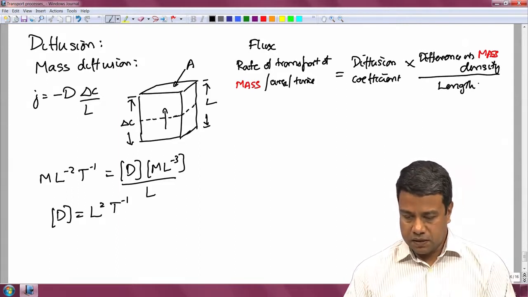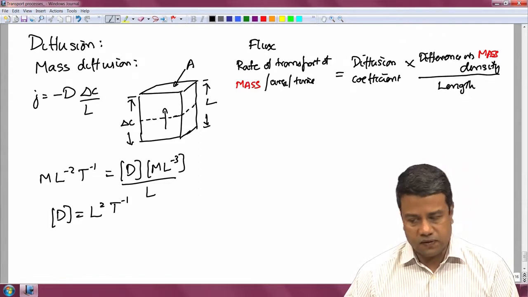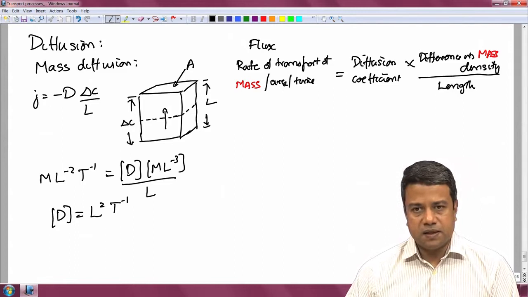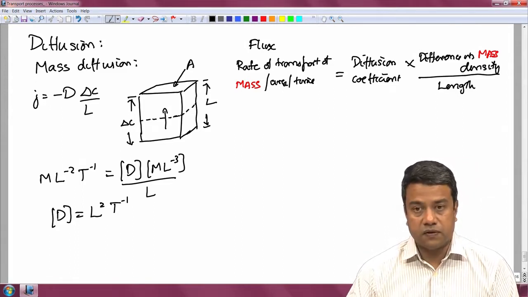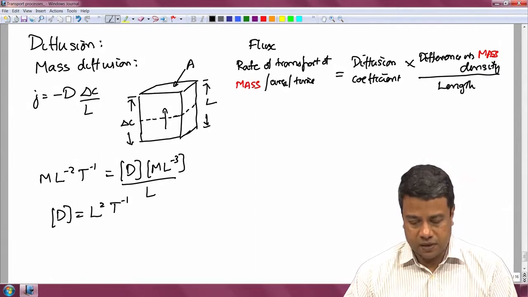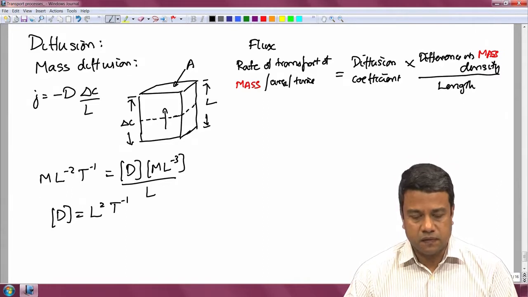So, I have mass per unit area per unit time in the flux, 1 over length square, 1 over time, and mass density is 1 over length cubed, and then there is another length here. Therefore, the diffusion coefficient has dimensions of length square T inverse. So, there is a fundamental diffusion relationship for mass.